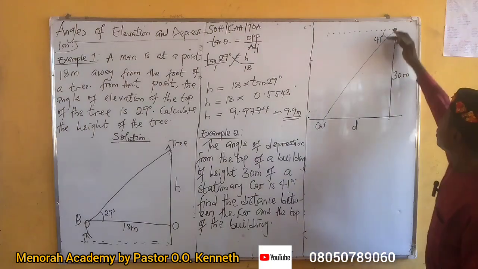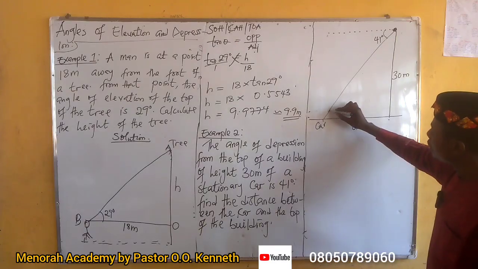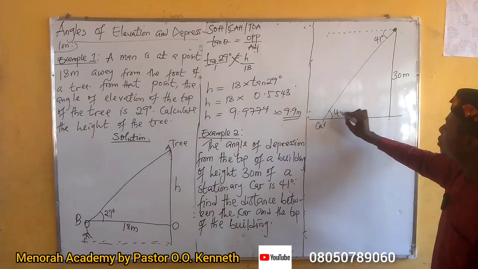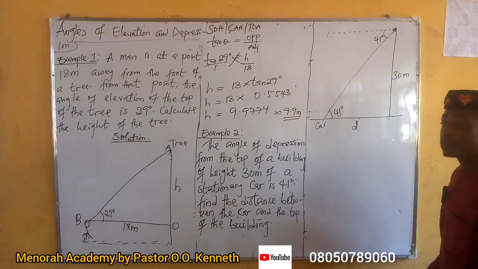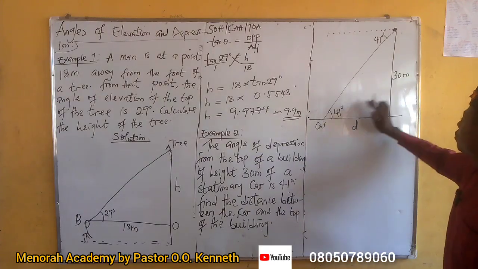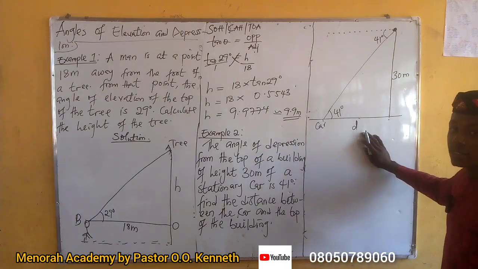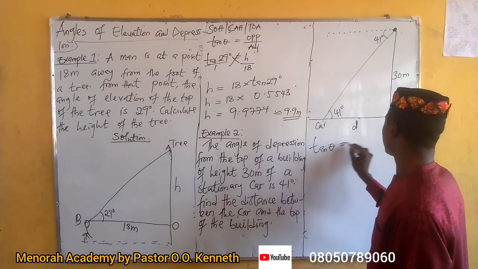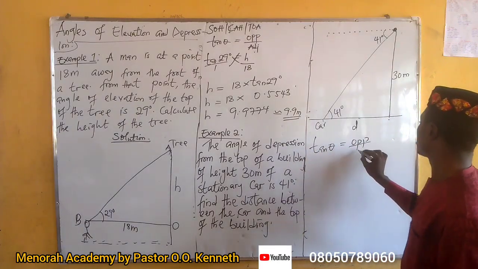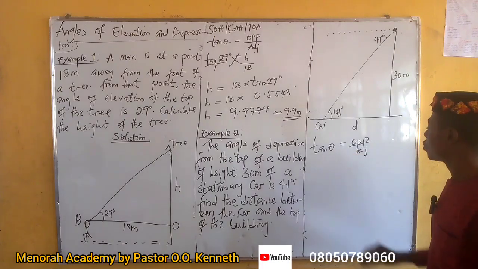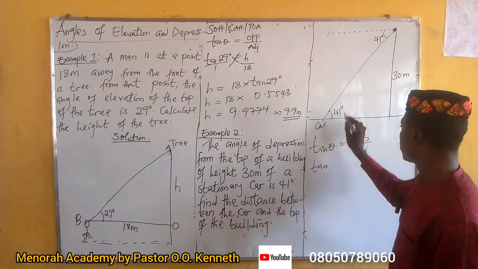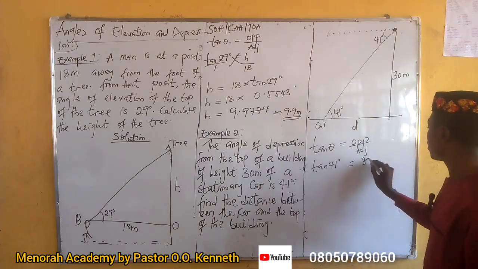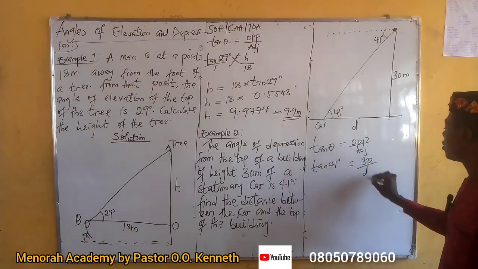And then this angle 41 is the same thing here because alternate angles are equal. So that means here is also 41 degrees. If that is the case, we can use opposite over adjacent, which is our tan theta. So tan 41 degrees equals, because the opposite is given to be 30, all over the adjacent, which is D.